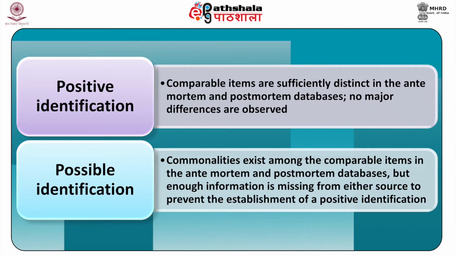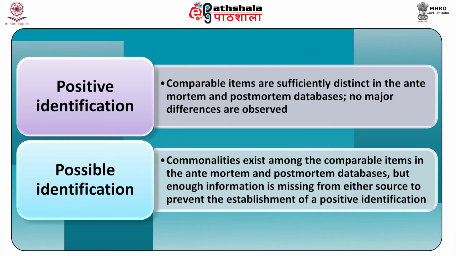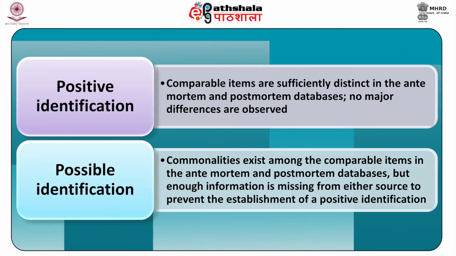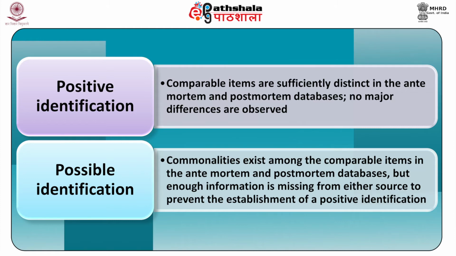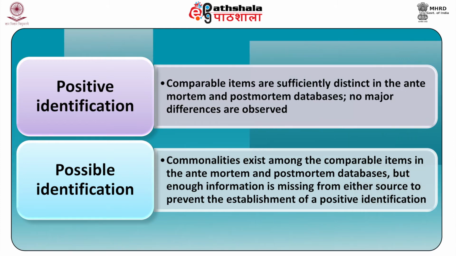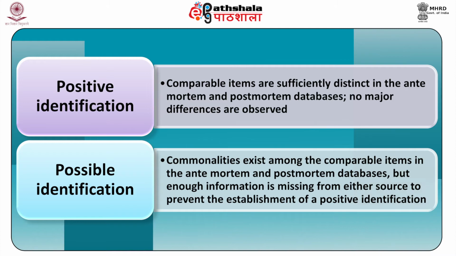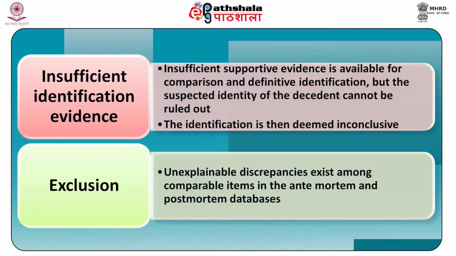Second possibility is the possible identification. That means commonalities exist among the comparable items in the antemortem and postmortem databases, but enough information is missing from either source to prevent the establishment of a positive identification. So there is, you can say, something incomplete, but still we will say that it's a possible identification.